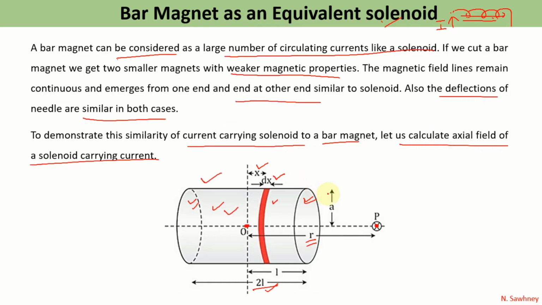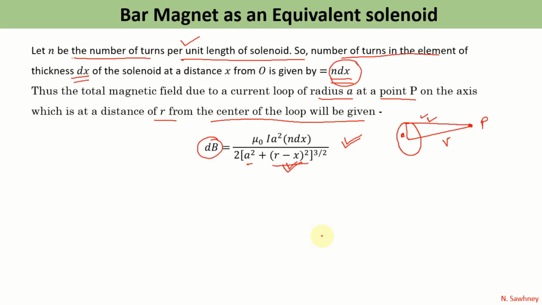See here, this point P is at a distance of r minus x, because this is x and this is r. So in the denominator we have put down the distance as r minus x.